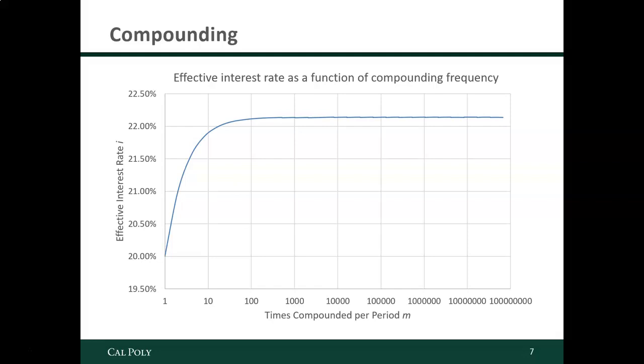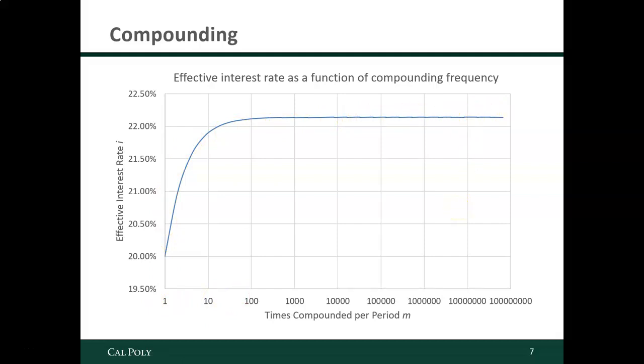And so that's what this chart is kind of showing, the effect of the number of times compounded per period on the effective interest rate that you get. Of course, if you compound once per year, even if it's a nominal interest rate of 20%, it's 20%. And here is 12 months per year, and here is 365 days per year. By the way, this is on a logarithmic scale, and it asymptotically approaches some number. So what's that number that it approaches?